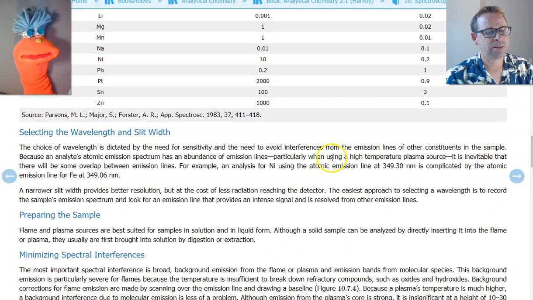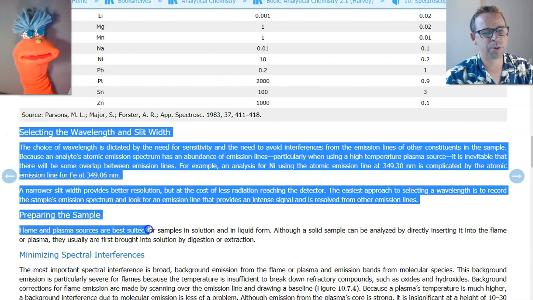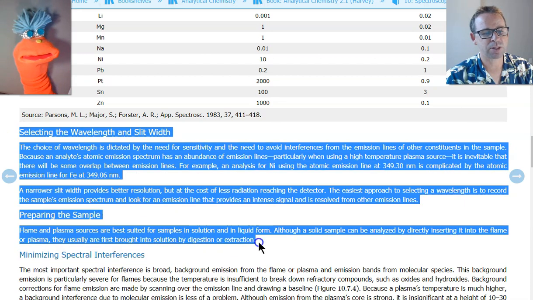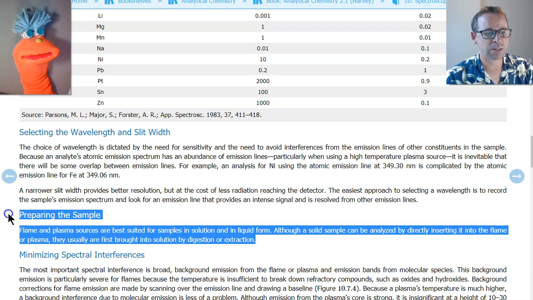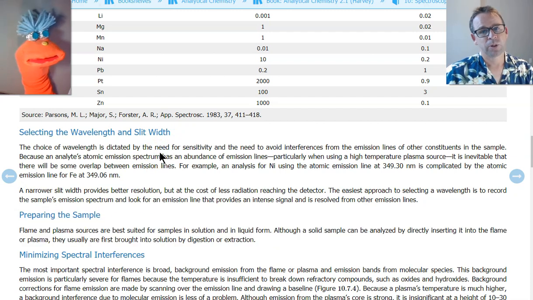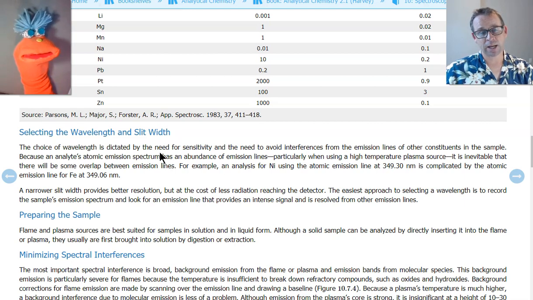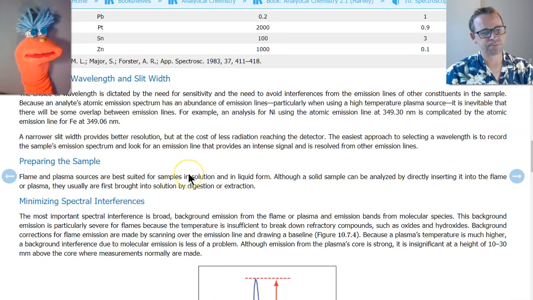All right, the instrument generally will do all the selecting of wavelengths, preparing the samples. You need to prepare the sample in an appropriate way, and this means usually in a slightly acidic solution, like a 2% nitric acid solution. And what this does is keep your metals in solution, as opposed to precipitating out in the form of hydroxides.